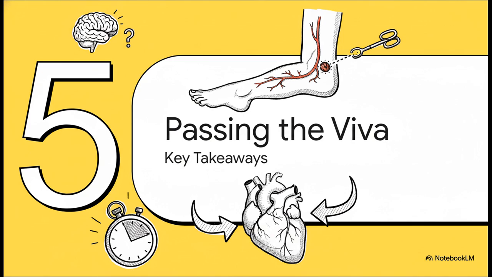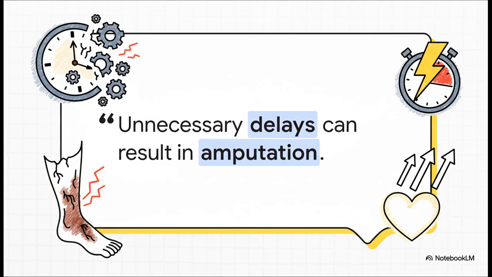Okay, we've been through a lot here. Let's boil it all down. To pass this Viva station, and more importantly, to save your patient's limb, what are the absolute must-know high-yield takeaways? If you remember just one thing from this whole scenario, let it be this. It's the core principle of everything we've discussed. Unnecessary delays can result in amputation. Every single minute counts. There is no room for hesitation.